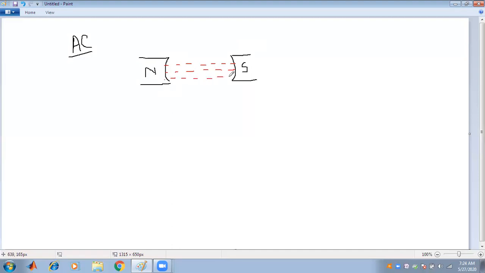Let us say a conductor is placed between the north pole and the south pole, which in turn is connected to a load. Let us call the conductor A, B, C, D.